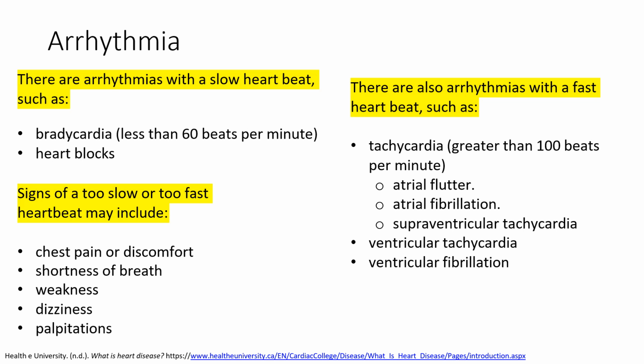But there are also arrhythmias that have a fast heartbeat, and this is called tachycardia, which is usually greater than 100 beats per minute. This is when we experience things like atrial flutter, atrial fibrillation, supraventricular tachycardia, ventricular tachycardia and ventricular fibrillation, which are just more technical terms for what that fast arrhythmia is looking like and what might be the root cause of that. Signs of a too slow or too fast heartbeat may include chest pains or discomfort, shortness of breath, weakness, dizziness, and palpitations.